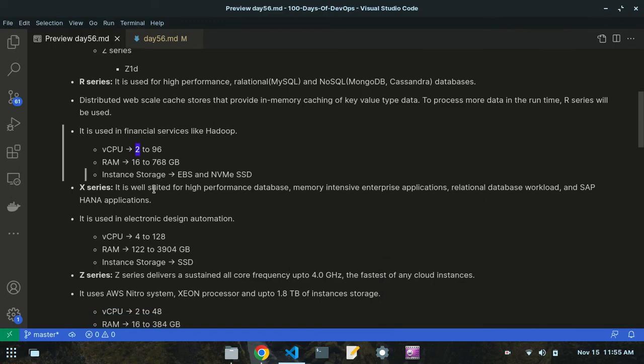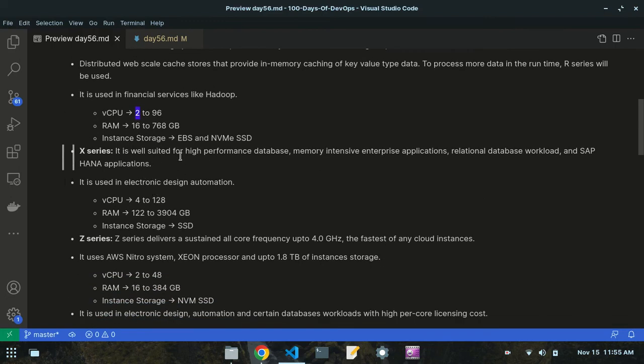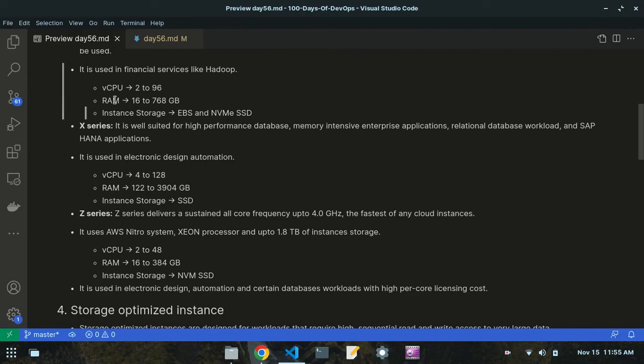Now let's take a look at the X series. The X series is well suited for high performance databases, memory intensive enterprise applications, relational database workloads, and SAP HANA applications. So it is used for these kinds of enterprise and relational database applications, and it is used in electronic design automation. And if you compare the CPU with the R series, you will see that there is some difference.